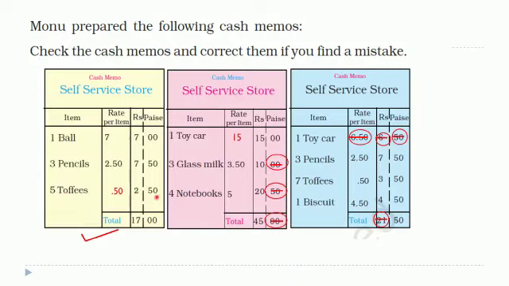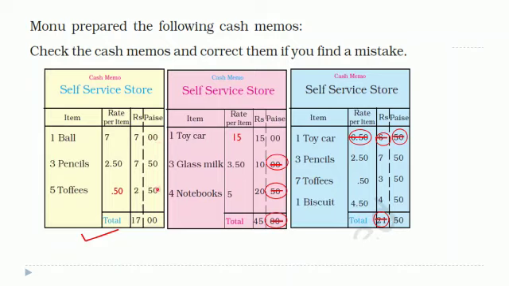So the cost of 5 toffees is 2 rupees and 50 paise. If you are not able to add properly, you write 50, 50, 50 five times, and then when you take 250 paise, it becomes 2 rupees 50 paise. In that way you count.